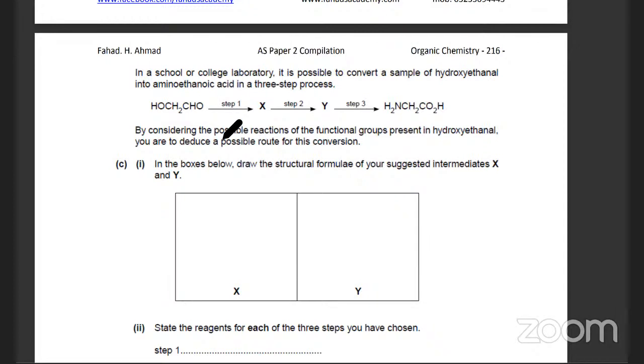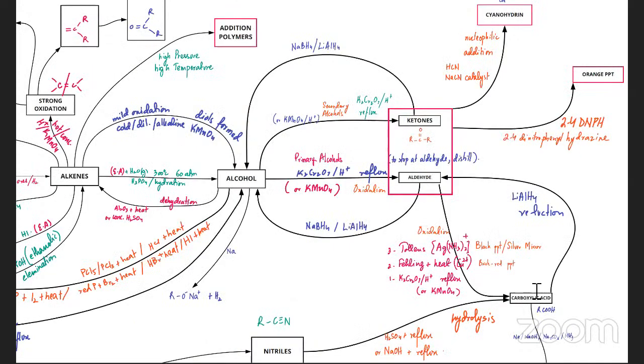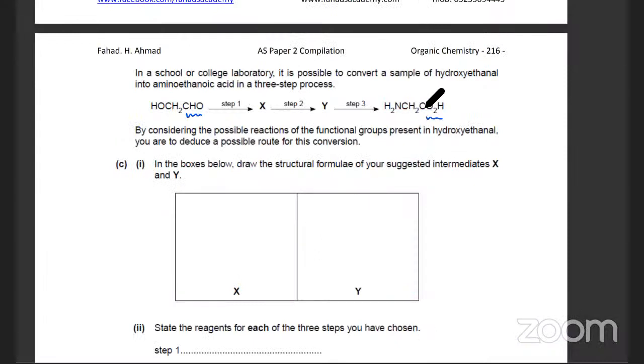Now, in a school or college laboratory, there's a process given. So by considering the possible reactions of the following groups, you basically have to identify X and Y. They didn't give you anything else. So this thing is easy. Now you want to turn an aldehyde into a carboxylic acid. That's kind of easy, not that much of an issue. Aldehyde into a carboxylic acid, you have lots of reagents to oxidize it. K2Cr2O7 is fine enough. So you just need to oxidize that. So that part is easy.